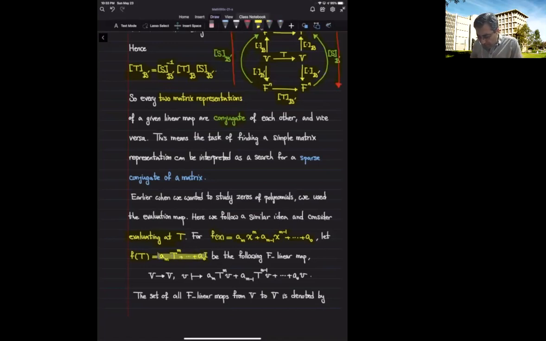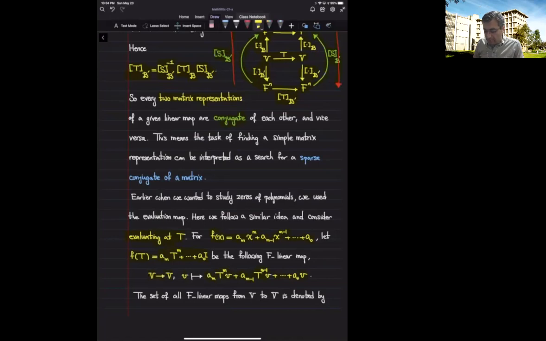So f of T being this means what? I need to give you a linear transformation from V to V. So this f of T is supposed to be a linear transformation from V to V. That means when I give it a vector v, what is the outcome? I apply T to the m to v, multiplied by a sub m. I apply the next one to v, multiplied by a sub m minus 1. The last one is the identity. When I apply it to v, I get back v multiplied by a sub 0, and then just add them. And I get another vector inside the vector space V.